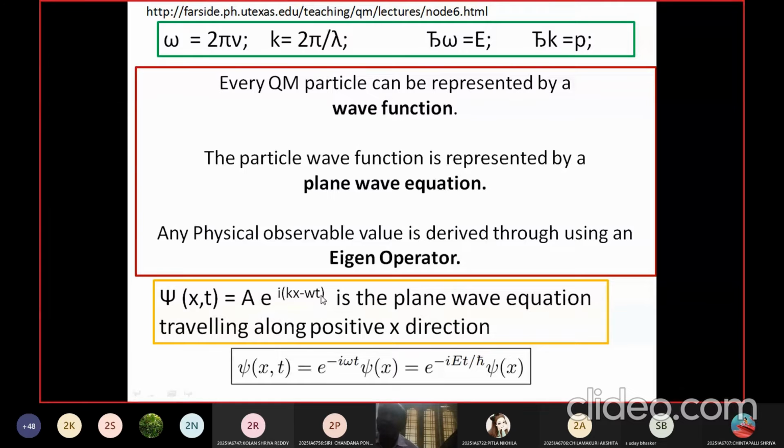This A e to the power of i(kx minus omega t) can be written as e to the power of minus i omega t into psi of x, where psi of x is just A e to the power of i k x. So what did I do? I am trying to separate the variables. That's it.